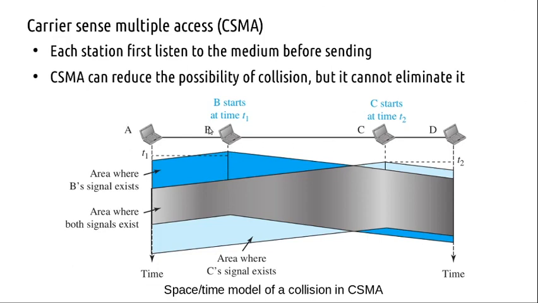Say for instance, we'll take the case of node B and node C. Node B begins transmission at T1 and it sends the frame, it propagates over the network, it goes to all the nodes.